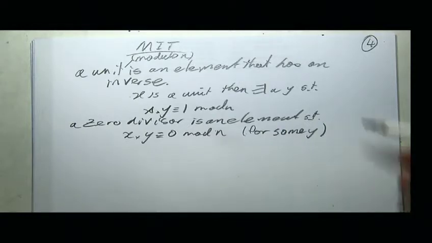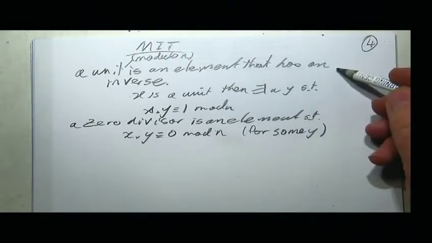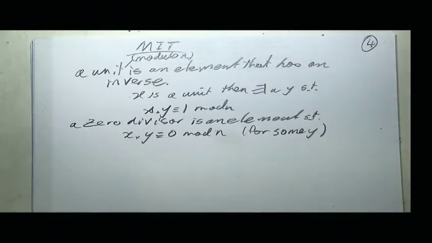One of the things we're implying here is my units and my zero divisors are two separate groups. So every element mod n is either the 0, a unit, or a zero divisor.